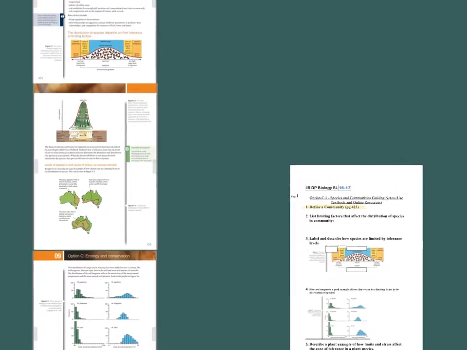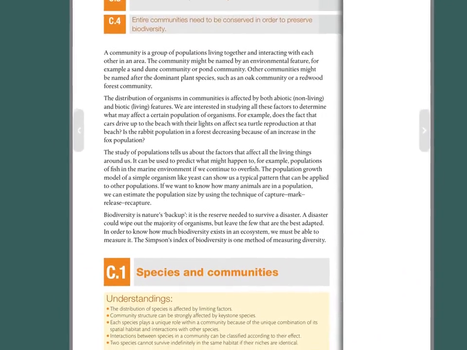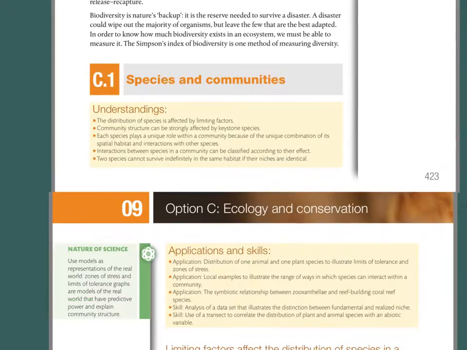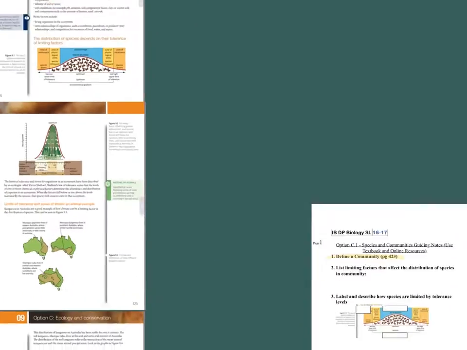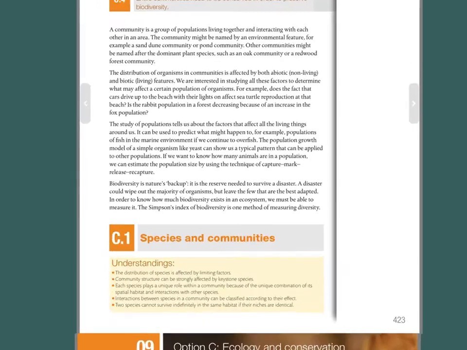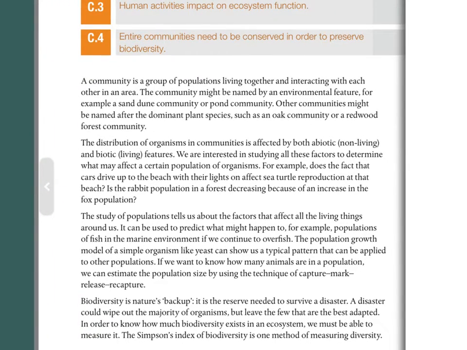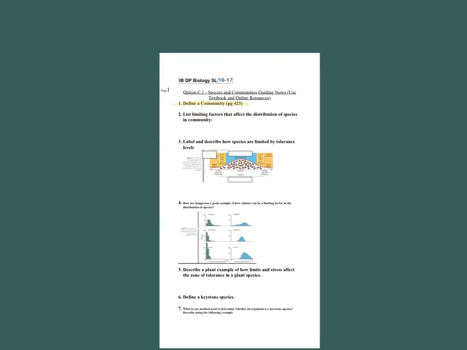So if you look in our textbook, which is cool on here, I could just look through it. We're looking at something that is called a community, which I think most of us know. So a community is a population living together and interacting in one area. So there it is, community. And that community could be aquatic, it could be in various different ecosystems.